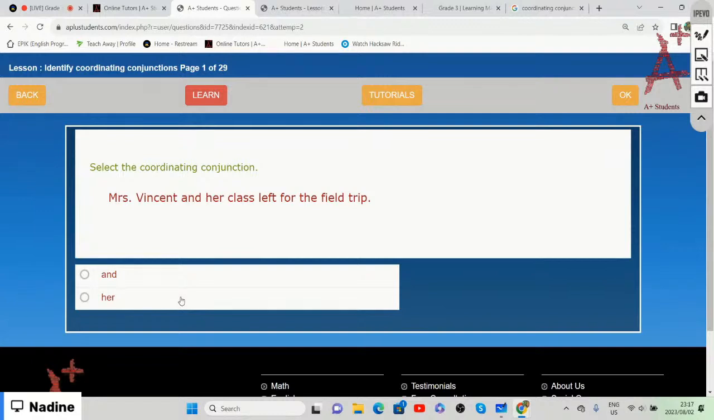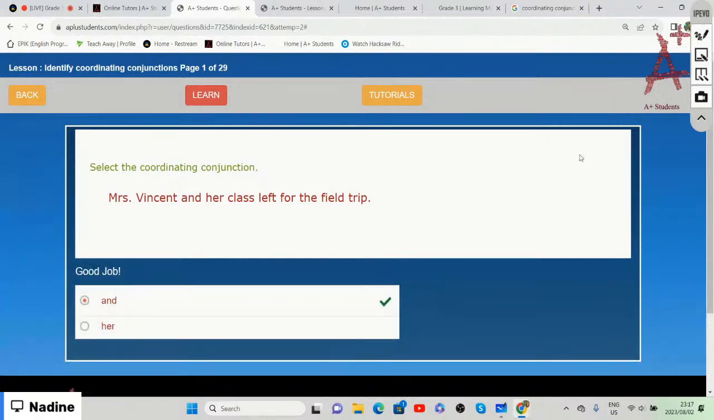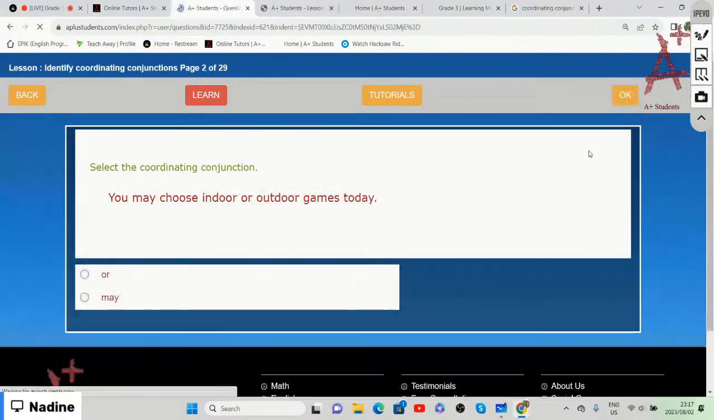So, Mrs. Vincent and her class left for the field trip. If we were to select the coordinating conjunction, then we will select "and," because "and" connects the word Mrs. Vincent and the phrase her class, left for the field trip. So "and" is the coordinating conjunction that we can select within that sentence.